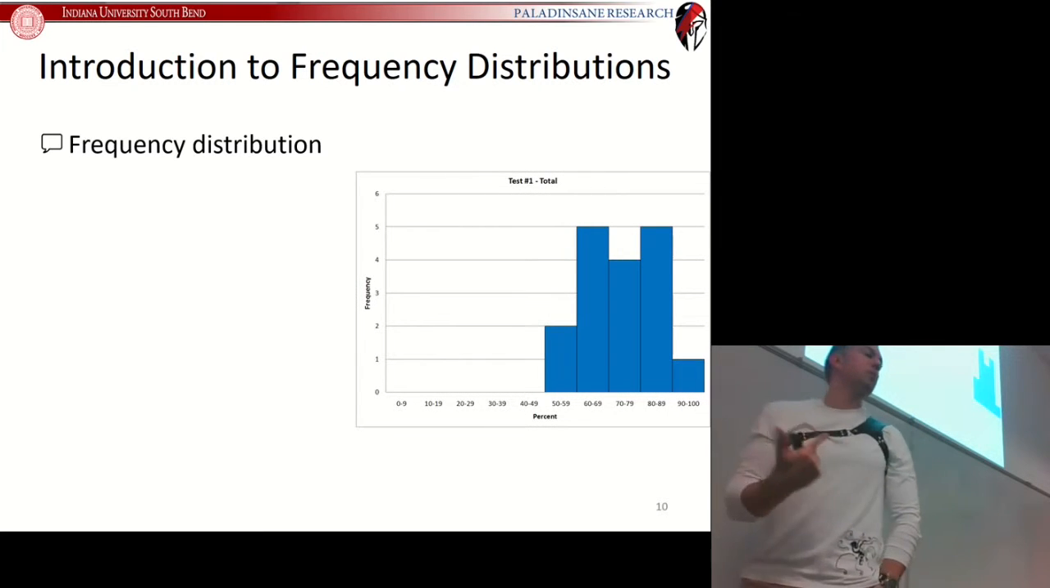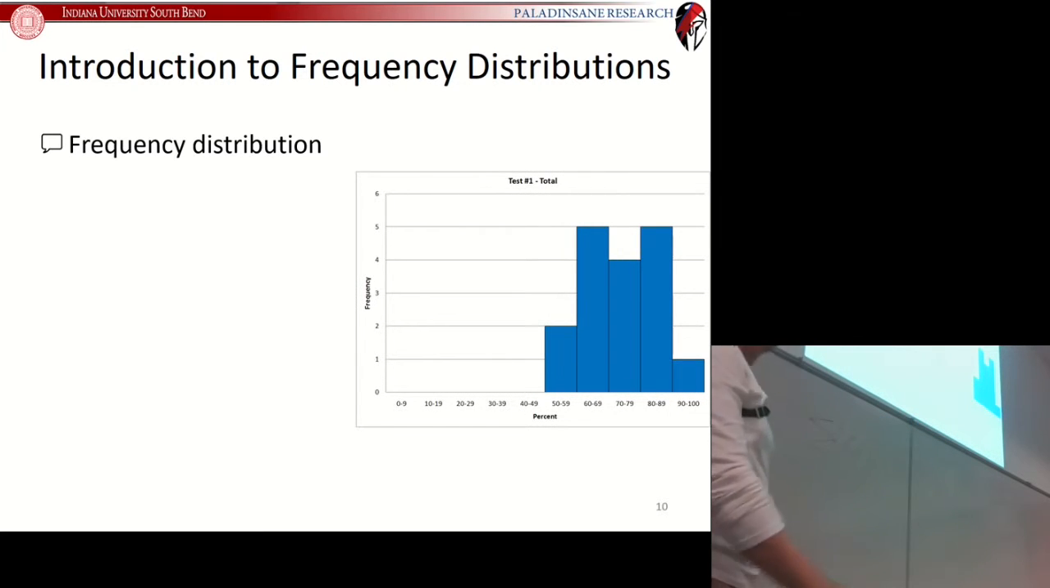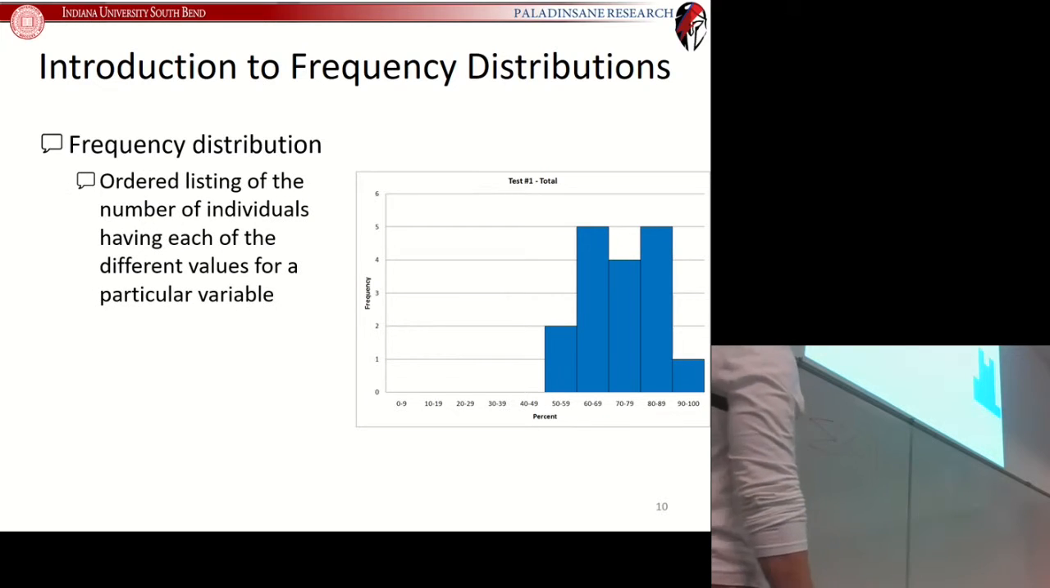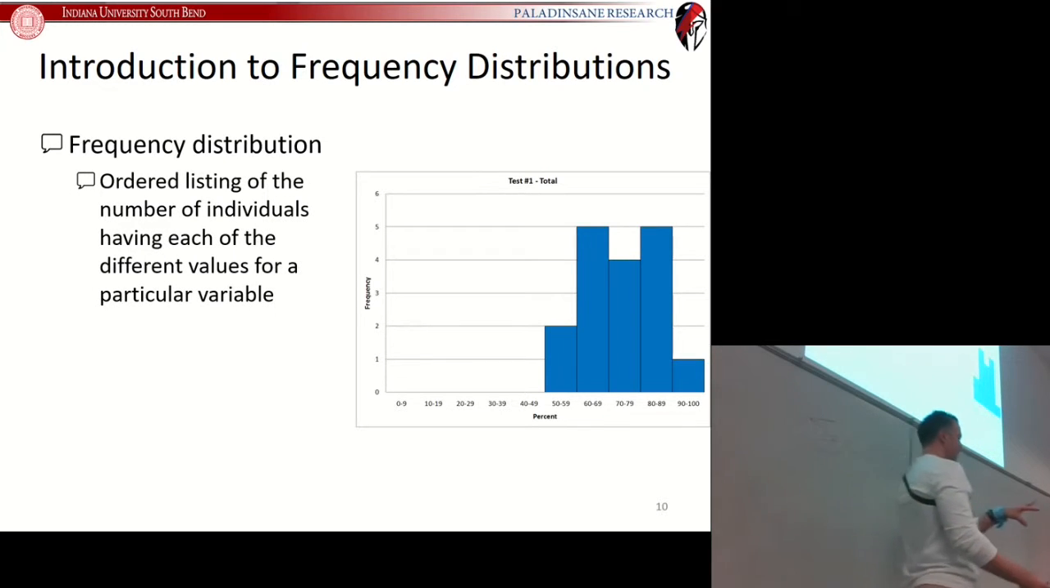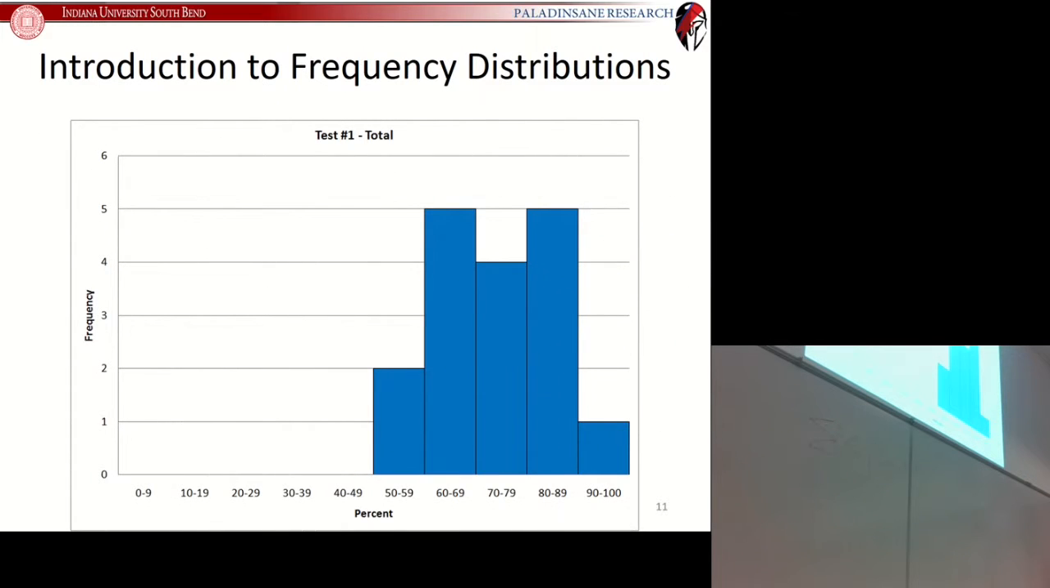This is a frequency distribution graph right here. And what a frequency distribution is, it's an ordered listing of your scores for each possible value on a particular variable. So you have all of your scores, you order the listing, and you count the number of individuals that have each particular score. So we have a frequency distribution right here. We can zoom in on it a little bit.